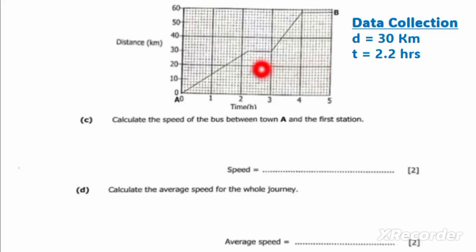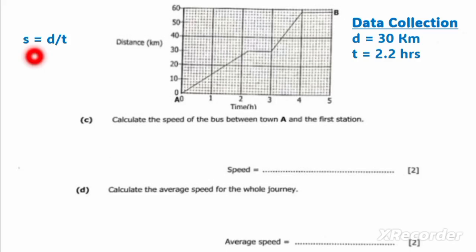Then let us also look at time. In the previous question we said it stopped when the time was 2.2 hours. So we have distance and we have time.